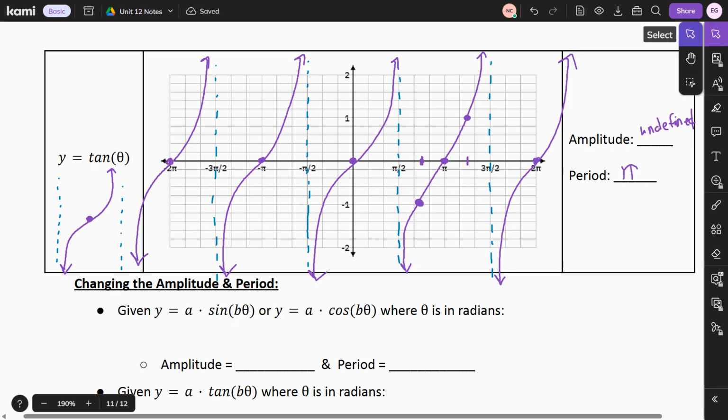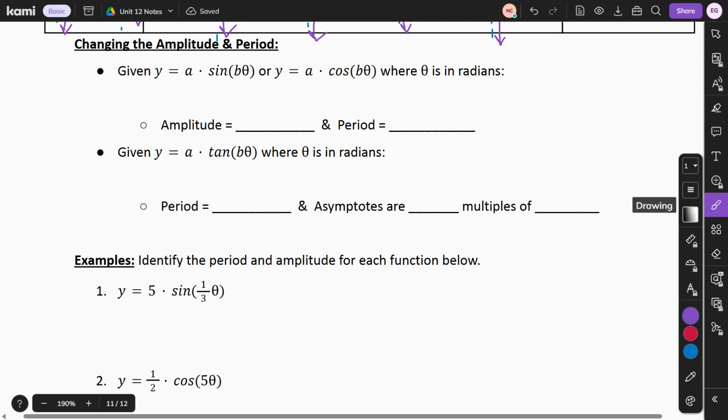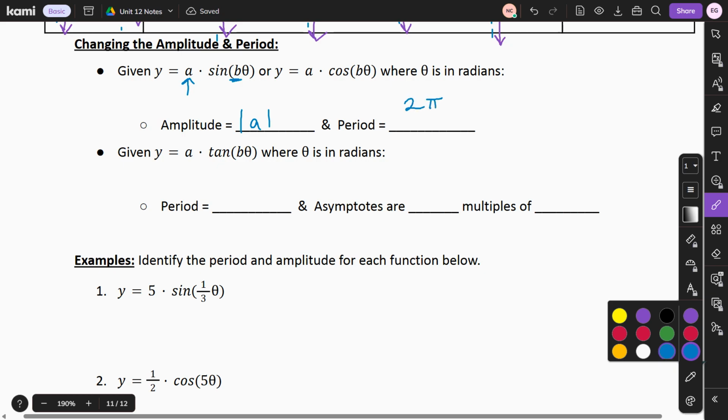Now, we can make some generalizations about amplitudes and periods here. Sine and cosine are going to work the same. The amplitude is going to correspond to whatever the absolute value of this A value in front is, and the period's going to be affected by this B value in front of theta inside of sine or cosine. Now, the typical period for sine and cosine is 2 pi, so we're going to adjust this period by dividing the normal period by the absolute value of whatever B is.